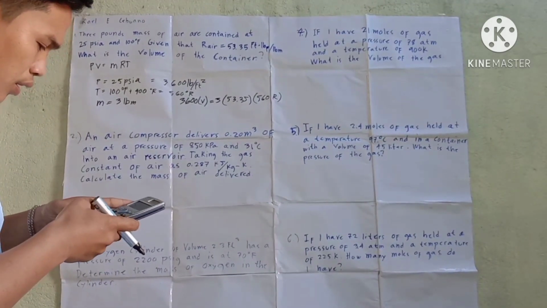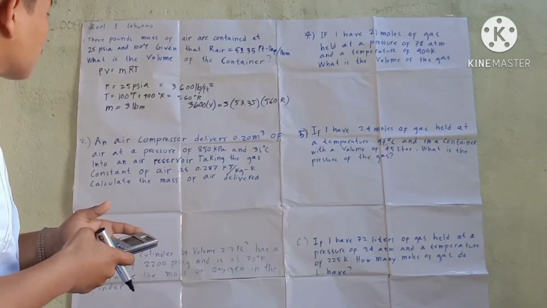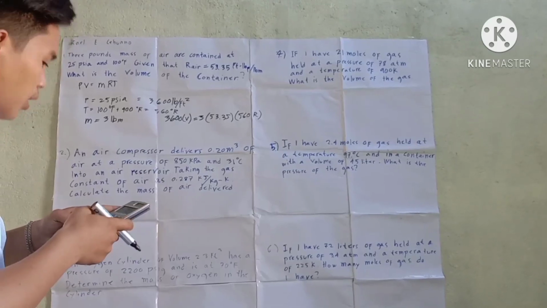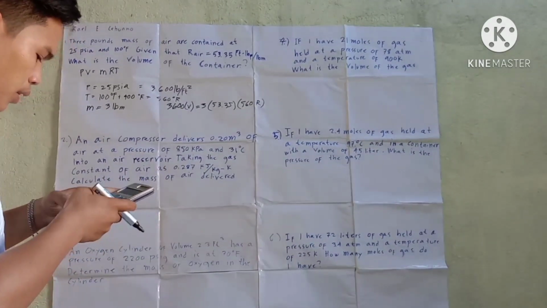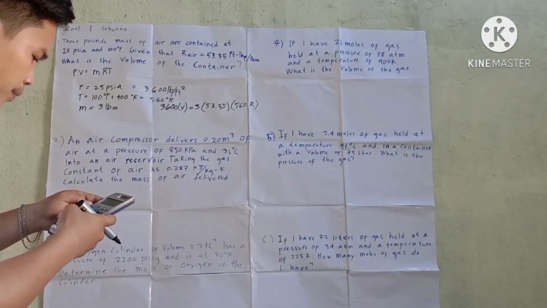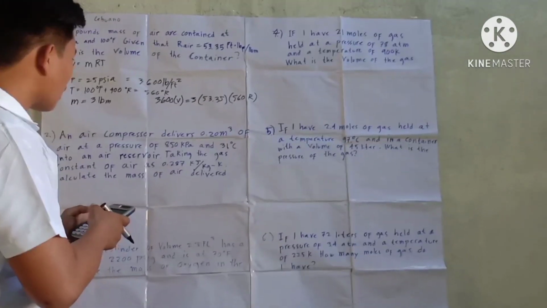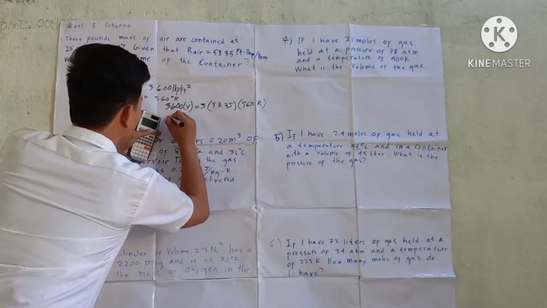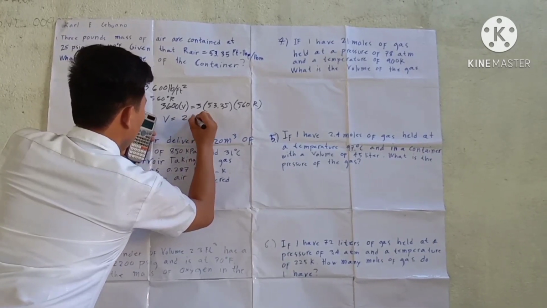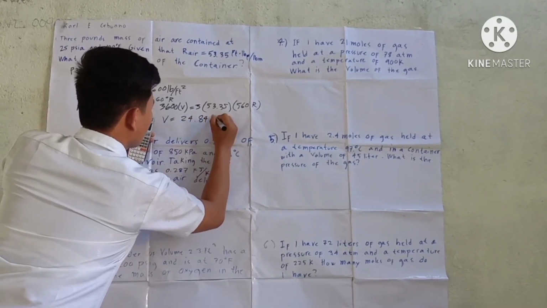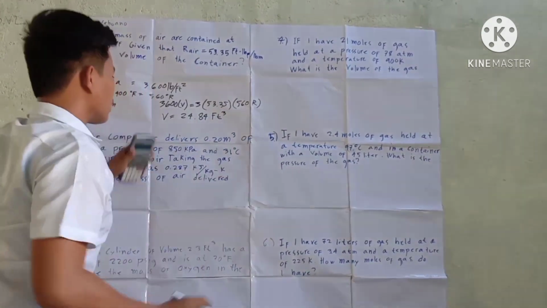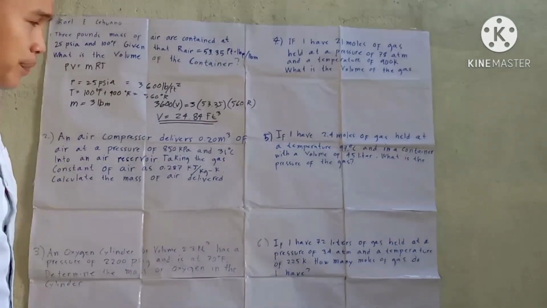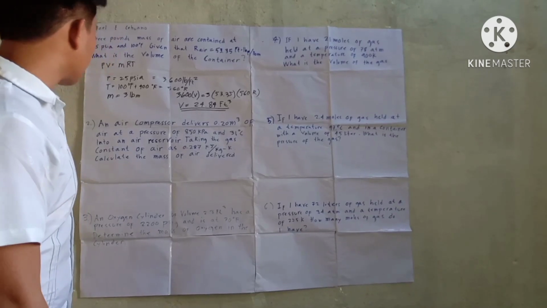So 3,600 times x equals 3 times 53.35 times 560. So we can get 24.84 feet. So volume equals 24.84 feet cube. So that's the final answer of the volume of the container. So proceed to problem number 2.